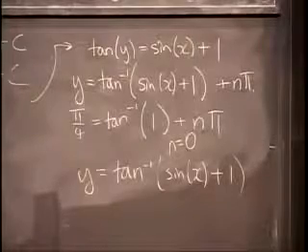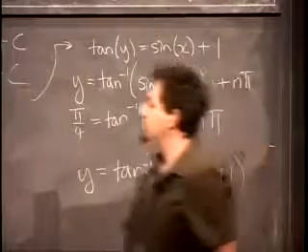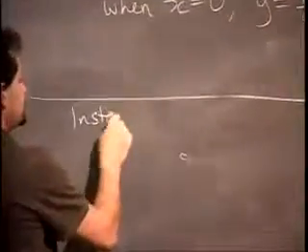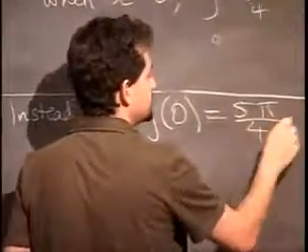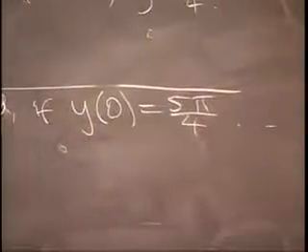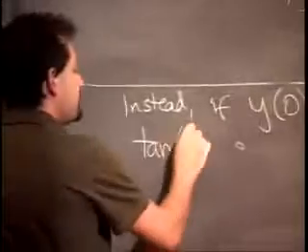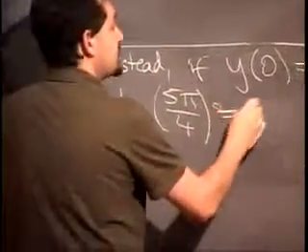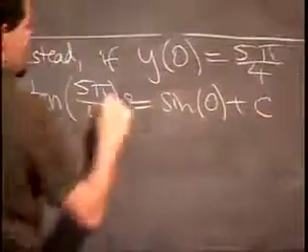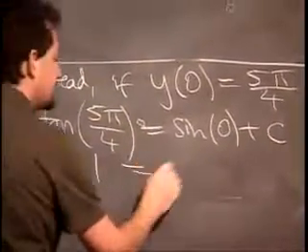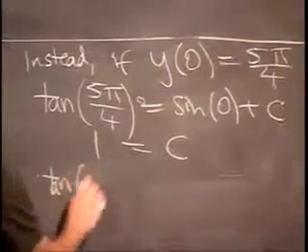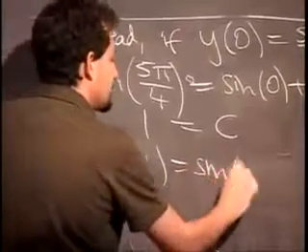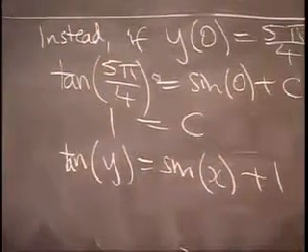Now, in order to put this in perspective, suppose that I change the initial value. Instead, if y of 0 happened to be 5 pi over 4, very similar problem. This time I get tan of 5 pi over 4 is sine 0 plus c. Tan of 5 pi over 4 is again 1. So I get the same solution apparently. I still get tan of y is sine x plus 1. That's true. That's the same solution.